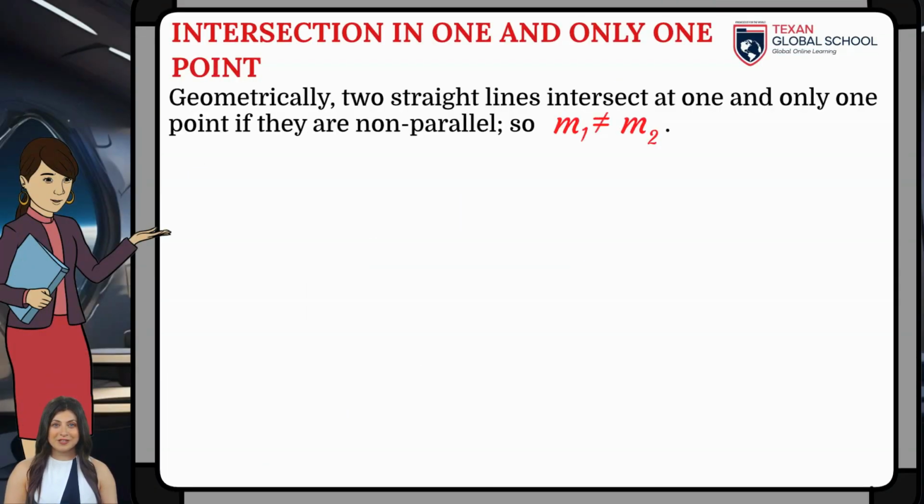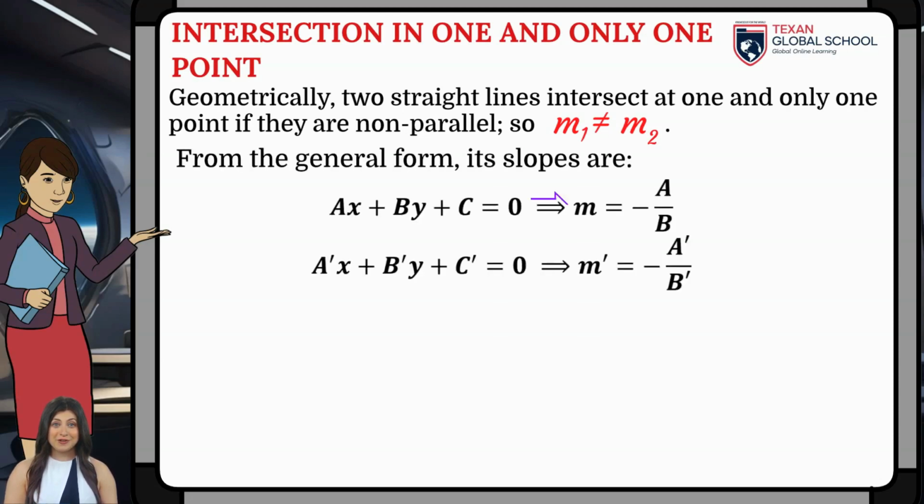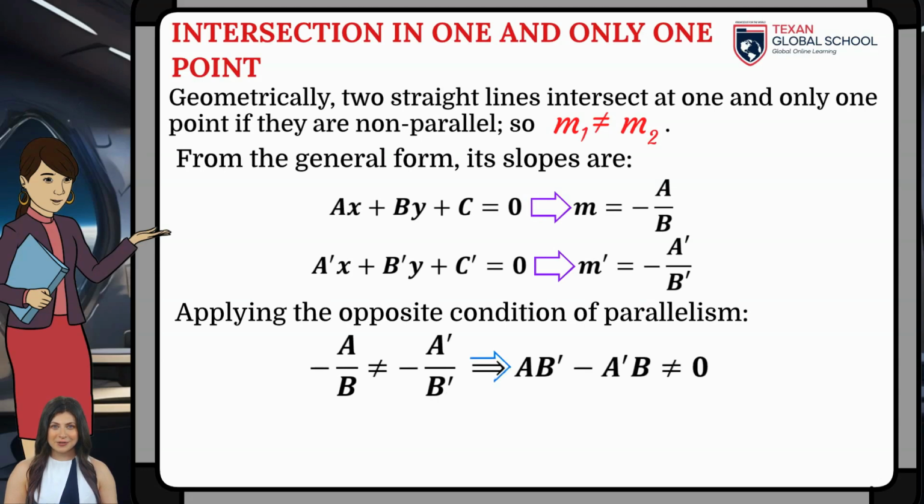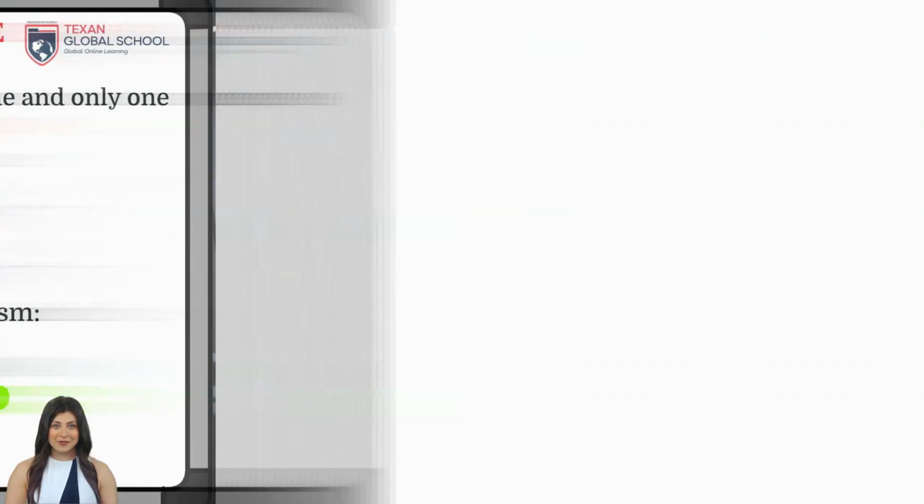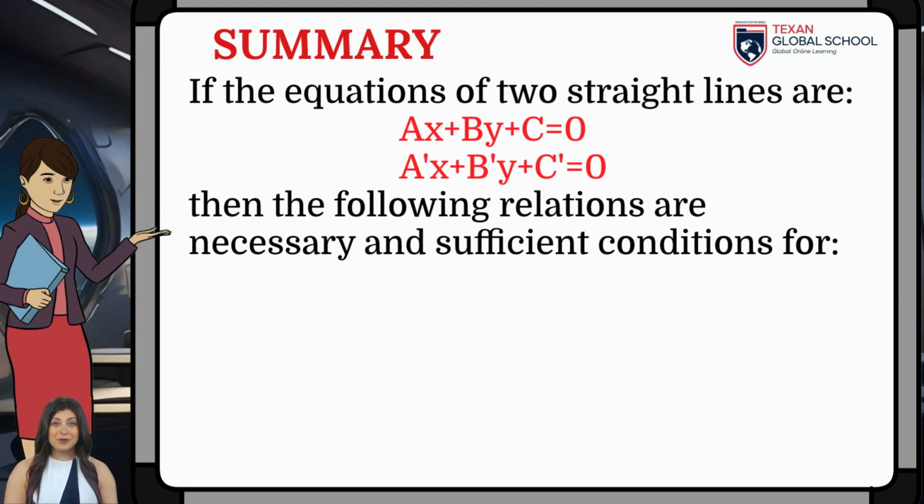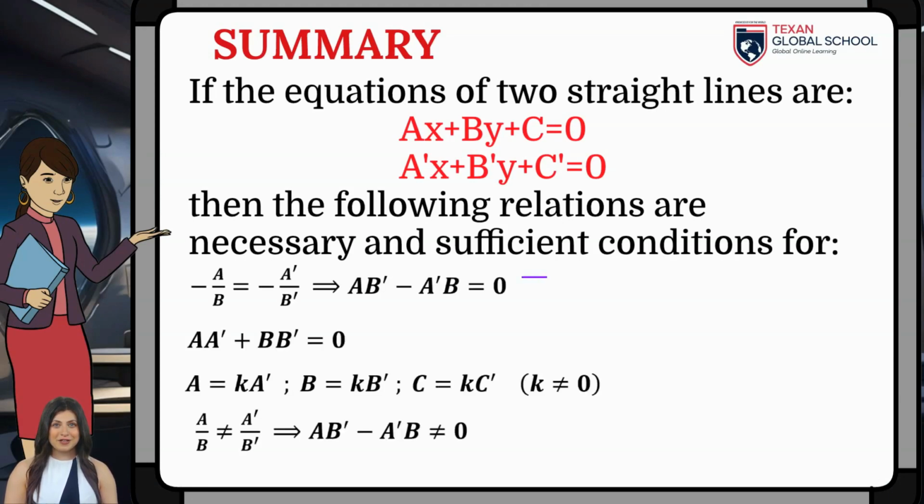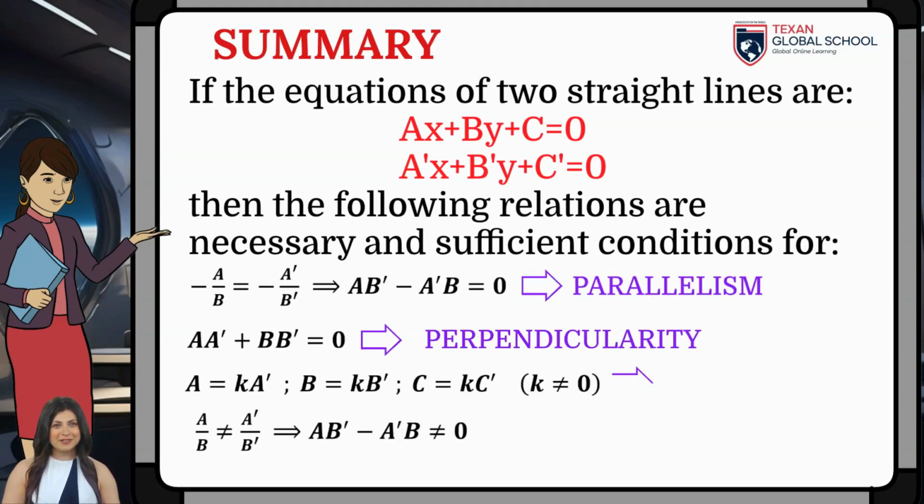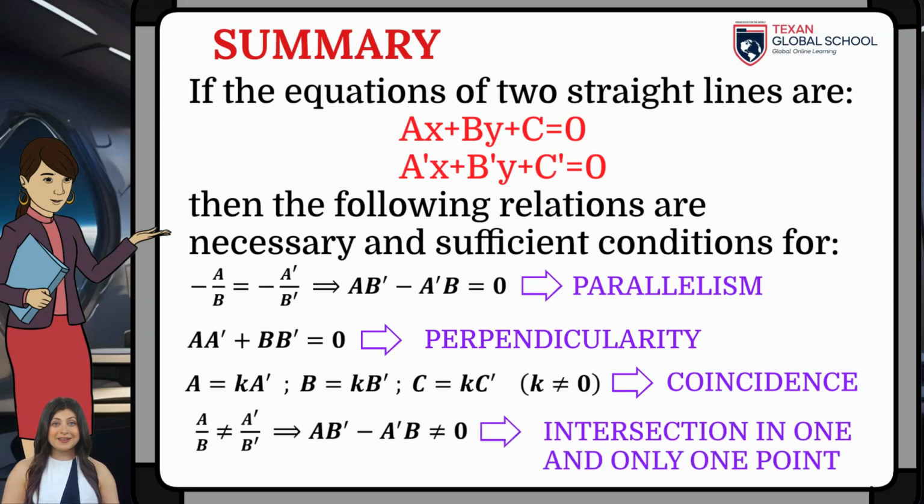Finally, we know that geometrically, two lines intersect at one and only one point if they are not parallel. In this way, we obtain the same parallelism condition but as a negation. In summary, if the equations of two lines are given by their general forms, the following relations are necessary and sufficient conditions for parallelism, perpendicularity, coincidence, and intersection in one and only one point.